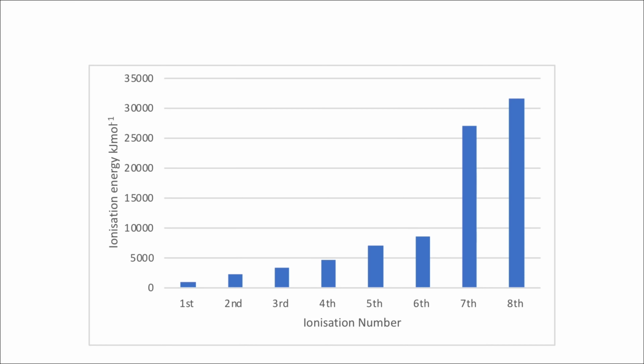Let's have a look at this again. In terms of the graph, you can see it's much easier when you plot them on a graph. There is a huge jump here between 6 and 7, therefore it is in the 6th group, because it's the 6th which is easier. It's the 7th which is a big jump. So if they gave you this data in an exam and said explain which group it's in, you would say it's in group 6, and the reason for that is because there is a big jump in ionization energy, 6 to 7. So therefore it must be in group 6.